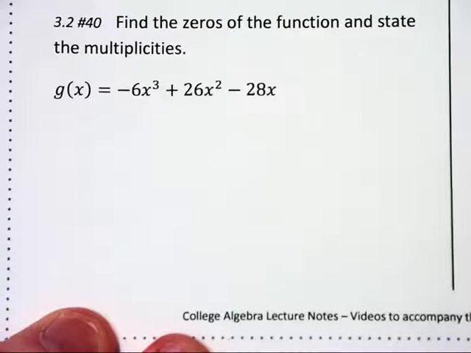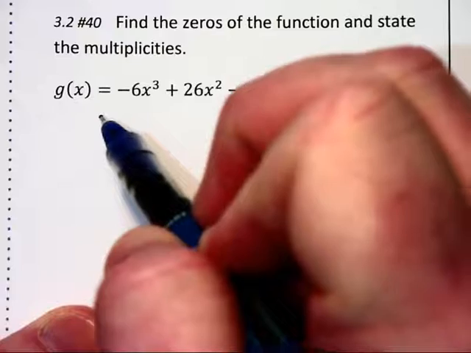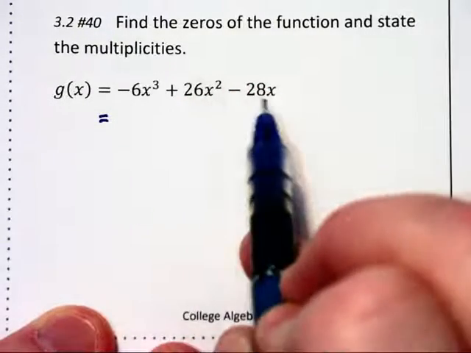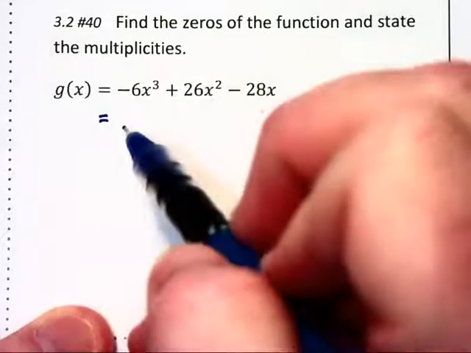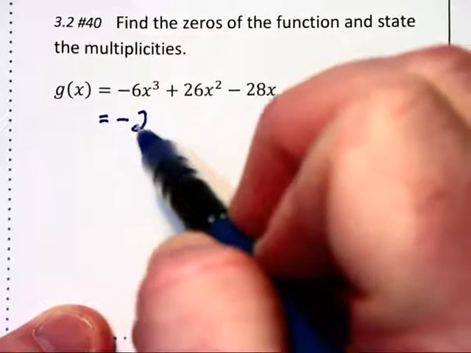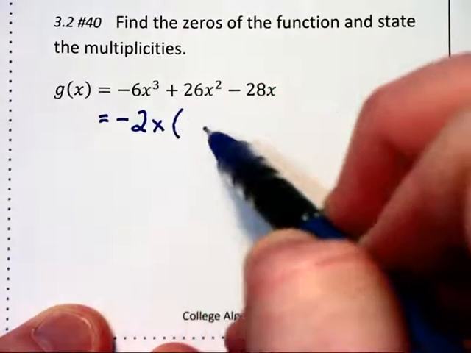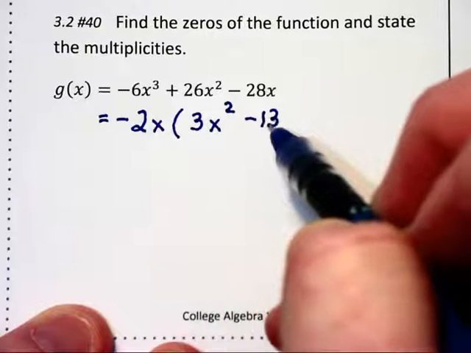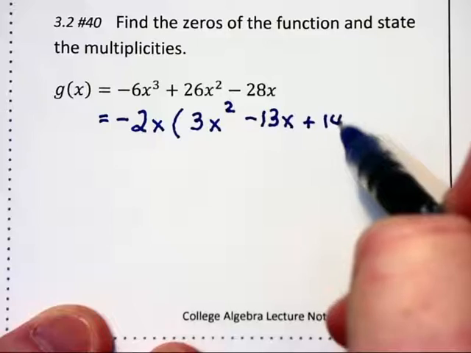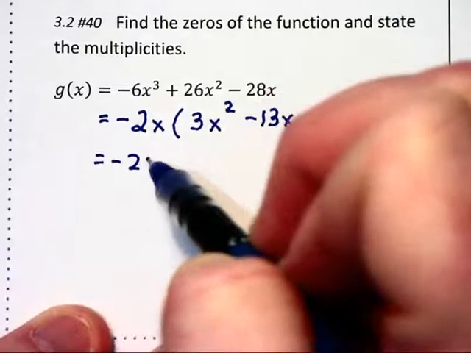Again, we need to find the zeros and state their multiplicities. This time I'm going to factor normally. I notice there's x's in each term and they're all even coefficients. So let's factor out a negative 2x. This will leave us with 3x squared minus 13x plus 14, which will factor once again.